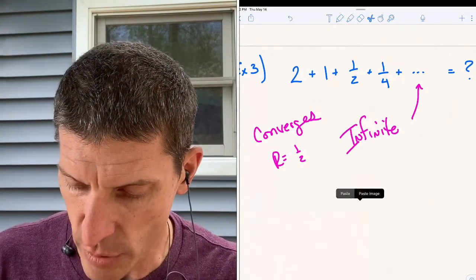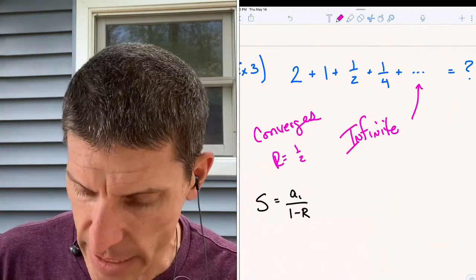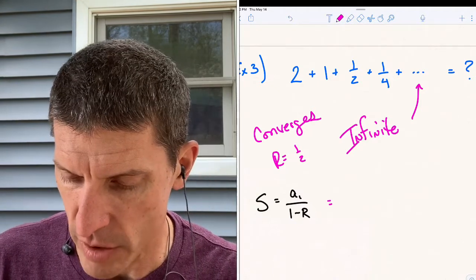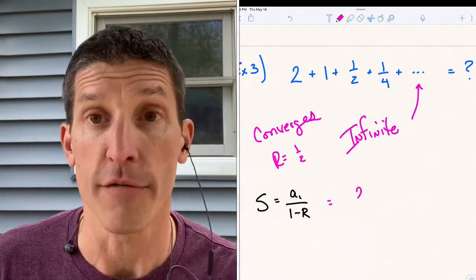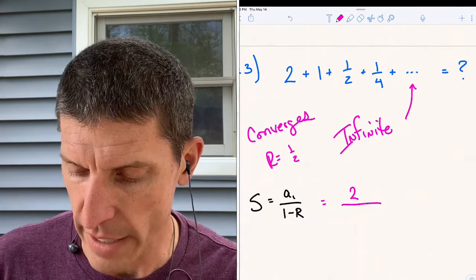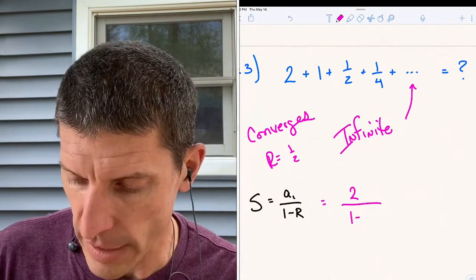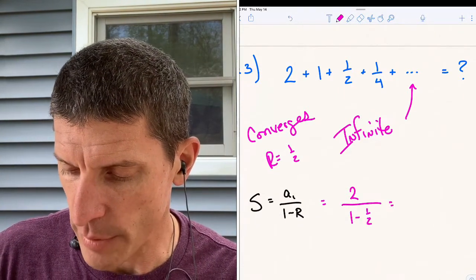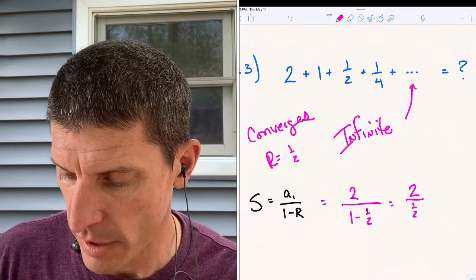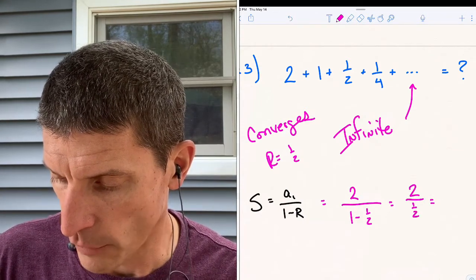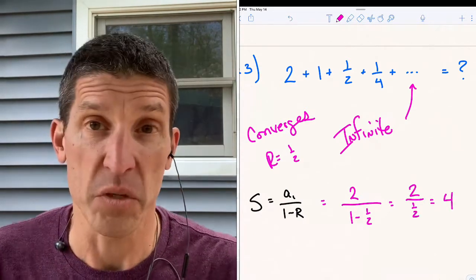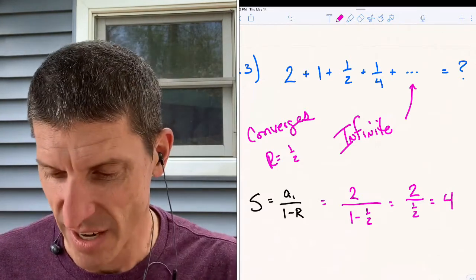I'm going to paste this right here, and let's go ahead and calculate our sum, right? So the sum is going to be a sub 1, our first value, over 1 minus our r value. Our r value is 1/2, so we end up with 2 divided by 1/2, which ends up being 4. We're done. As simple as that sounds, we're done.